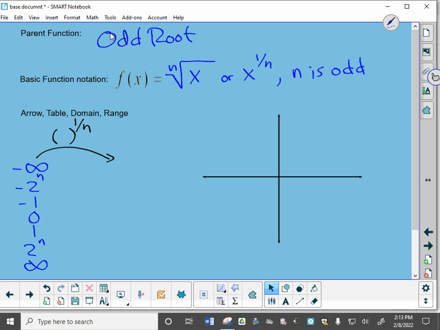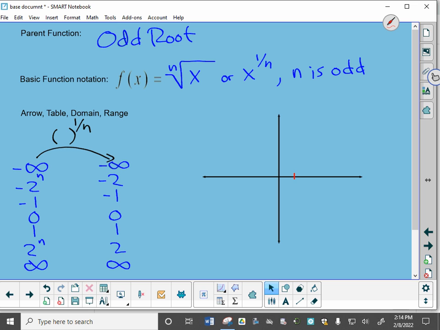Okay. Negative infinity on this one is heading toward negative infinity. The negative 2 to the n is going to output a negative 2. Negative 1 is going to output a negative 1. 0 gives us a 0. 1 gives us a 1. 2 to the nth gives us a 2. And infinity is heading to infinity. Very nicely behaved function for us here.